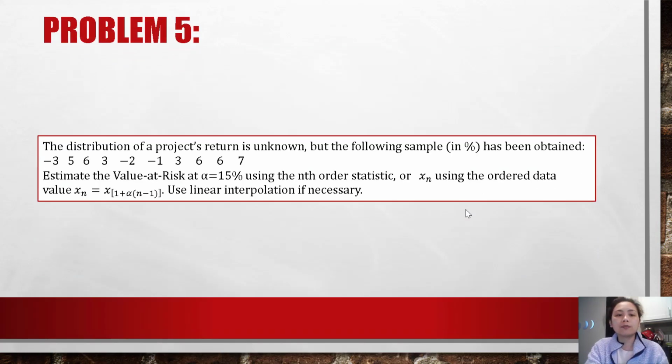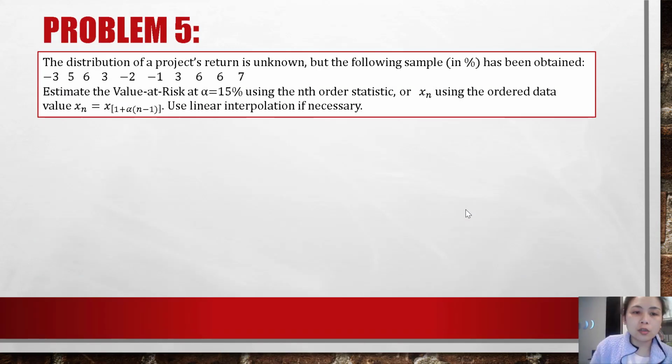Problem 5. The distribution of a project's return is unknown, but the following sample in percentage has been obtained. Estimate the value at risk at alpha equal to 15% using the order statistics, or x_n, using the ordered data value x_n is equal to x of (1 plus alpha times (n minus 1)). Use linear interpolation if necessary.